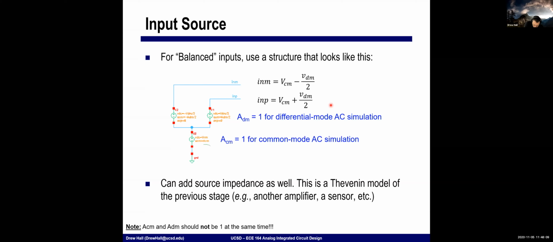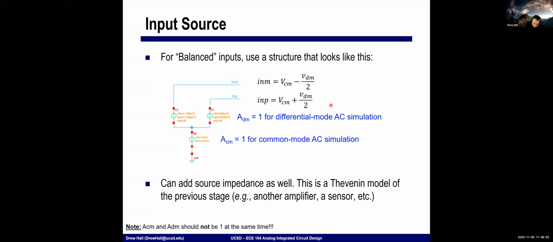Okay? And so what I'm going to do, and I'll talk a little bit more on the next slide, this will become clear, is I'm going to use my test bench. And if I set ADM equal to 1, that means that I'm going to be simulating the differential mode. That is, I'm applying a differential signal between in plus and in minus. On the other hand, if I set ACM equal to 1, then I'm applying the same signal to in minus and in plus, and I'm simulating the common mode. Okay? Importantly, I should not set both ACM and ADM to 1 at the same time. It's either or. I should pick and simulate the differential mode, or I should simulate the common mode.